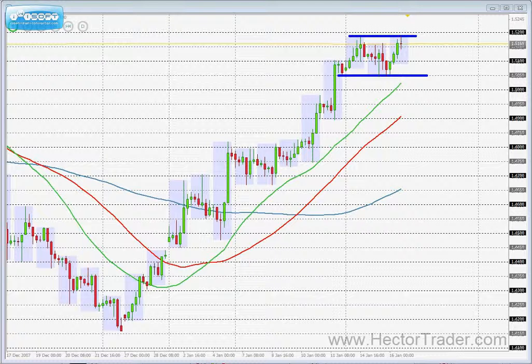So I'm going to be showing you two of them. The first one is the euro against the Canadian dollar on the 4 hours time frame, which is the chart you're looking at right now, and well, let's get going.